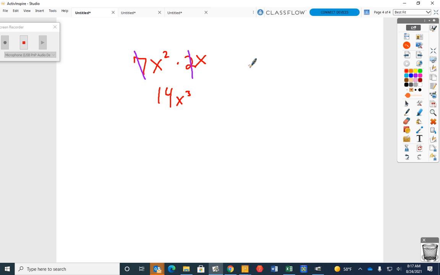Okay, try this one. 5y to the third times 6y to the third times y to the third. You should be able to do this like that. Look at it. What are my coefficients? This is algebra, by the way.